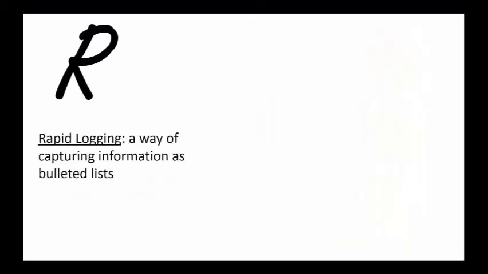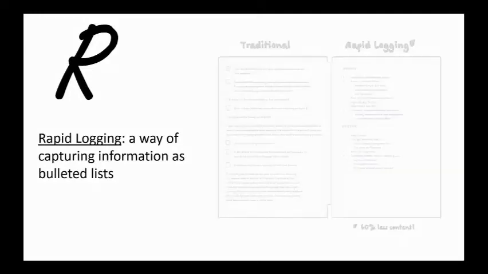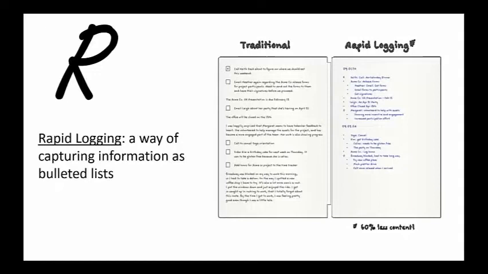Moving on from here, we have R. And for R, we have rapid logging. Rapid logging is a way of capturing information as bulleted lists. This is basically how you're going to track your information in your bullet journal. Here's what it would look like. On one side, you see traditional, lots of boxes, lots of information. And personally, if I'm looking at this list, it seems very overwhelming, like a lot to do. On the rapid logging side, we have a very short form bulleted point, and that's what you're looking for in your bullet journal. You want those quick pieces of information that are going to help you stay organized.